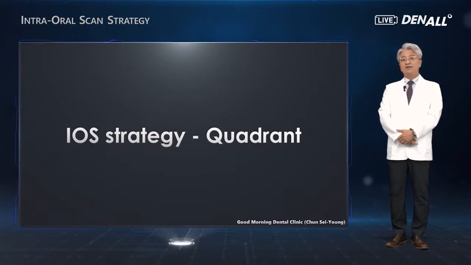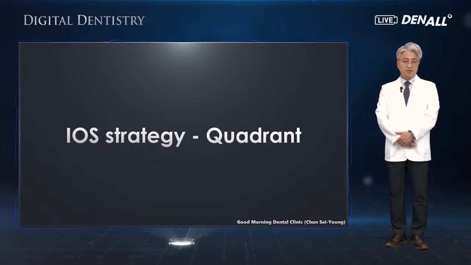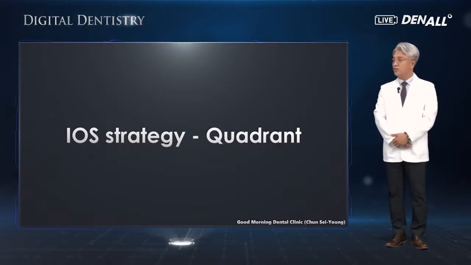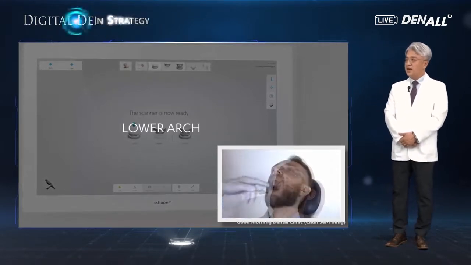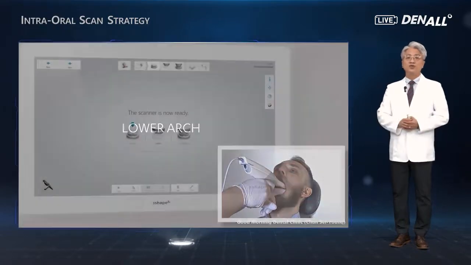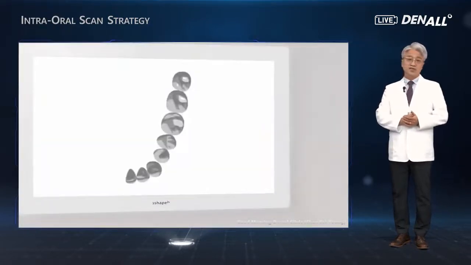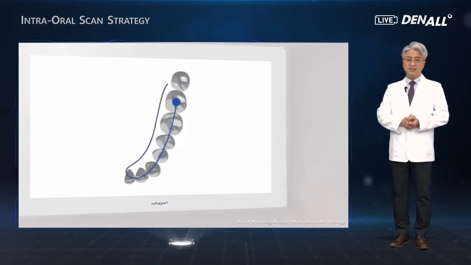Now, let's look at the oral scanning strategy for a quadrant. This is the video from the 3Shape webpage. For teaching purposes, they uploaded this type of video. In the case of a quadrant, whatever scanner you may use, it's pretty accurate and good scan data can be acquired to fabricate the prosthesis, but there are some things you need to consider.